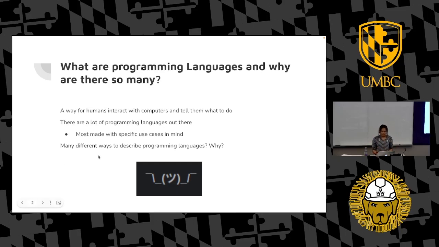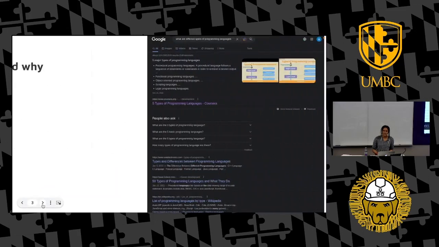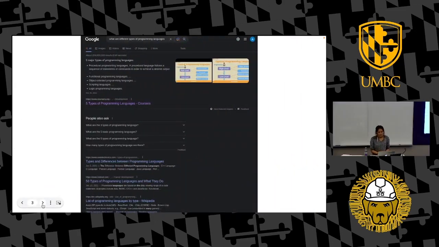The first thing I did was look up what are the different categories of programming languages, and a quick look at this Google feed will show you that I had a problem. It's kind of hard, because it'll say 5 major types, 3 types, 5 basic programming languages, 6 types of programming languages. One of those links says 50 types of programming languages. 50.